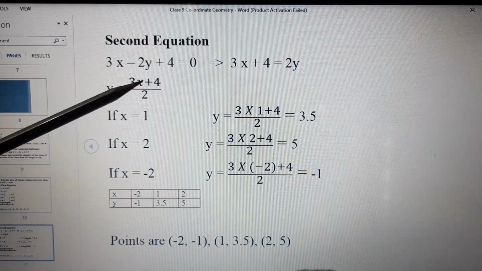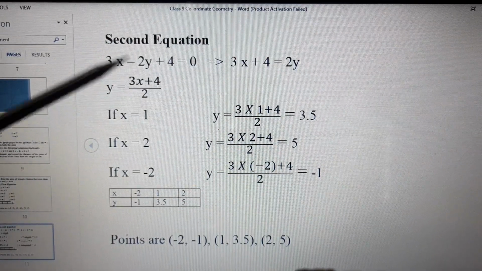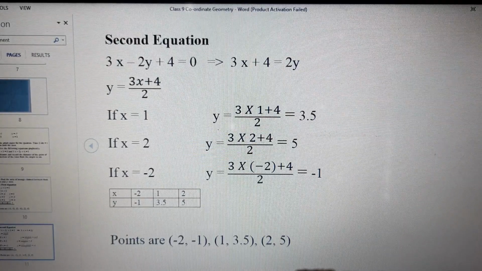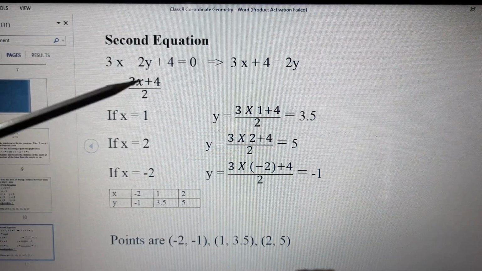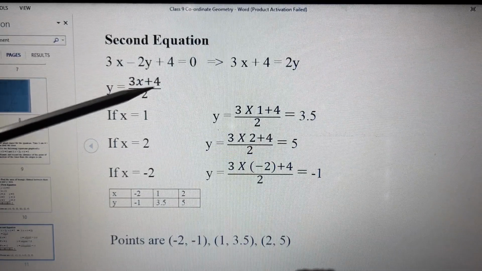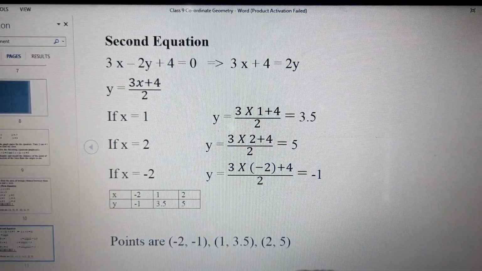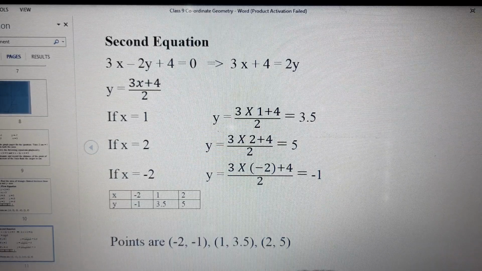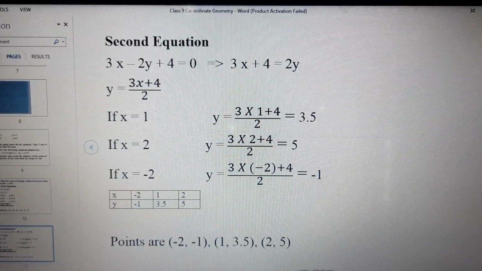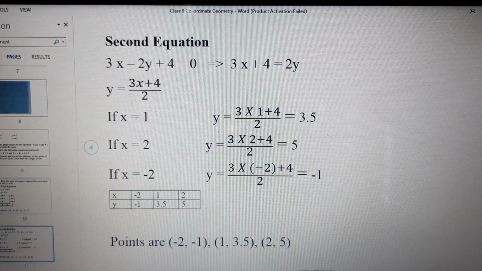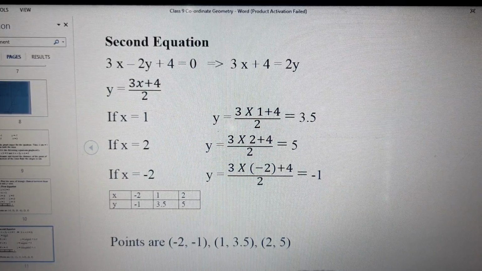Now if x is 1, then 3 plus 4 is 7, 7 divided by 2, 3.5. Now if x is 2, 2 3s are 6, 6 plus 4 divided by 2, so it becomes 5. Why 3 points always? Because minimum 3 points are required to draw the line. We plot the 3 points on the graph paper and then we join them.